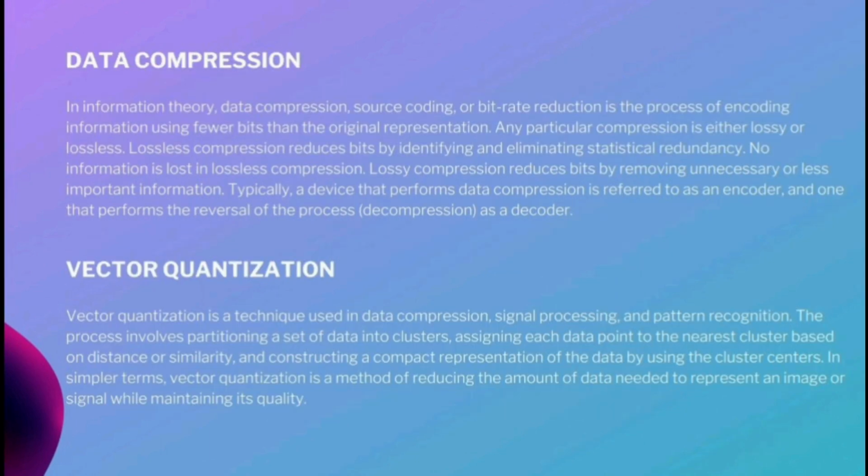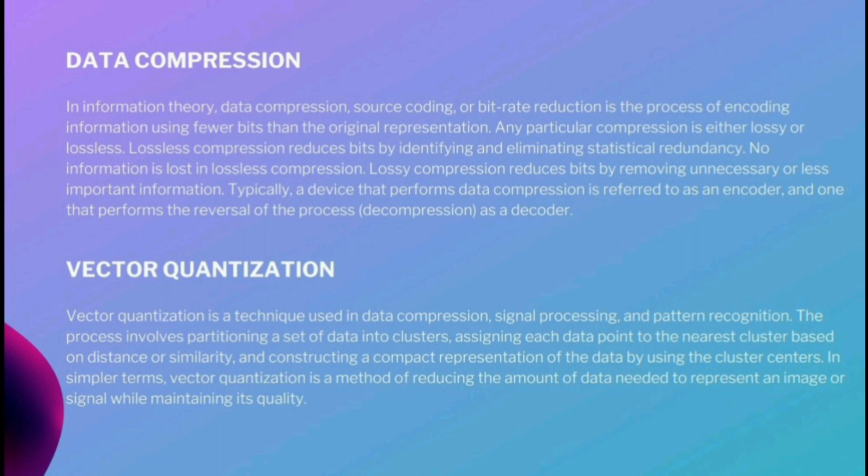Data compression. In information theory, data compression, source coding, or bitrate reduction is the process of encoding information using fewer bits than the original representation. Any particular compression is either lossy or lossless. Lossless compression reduces bits by identifying and eliminating statistical redundancy. No information is lost in lossless compression. Lossy compression reduces bits by removing unnecessary or less important information. Typically, a device that performs data compression is referred to as an encoder, and one that reverses the process is a decoder.